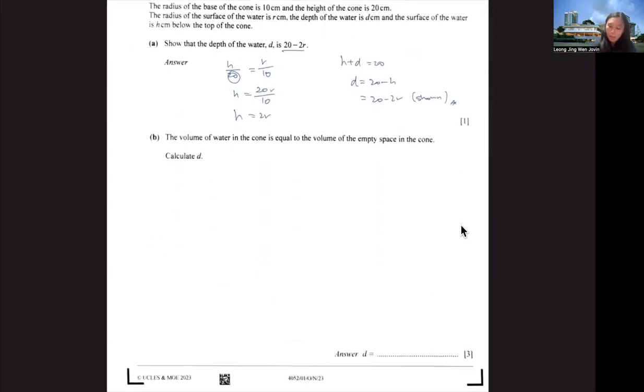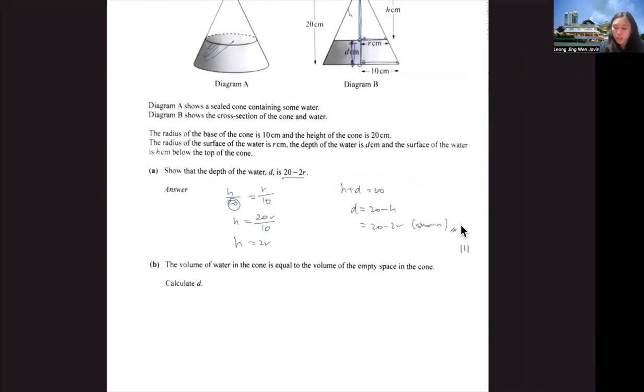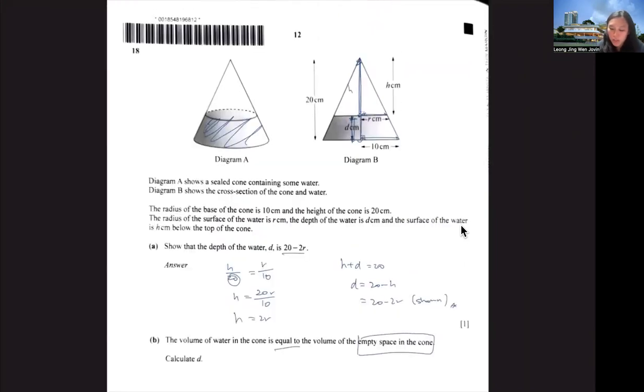Okay, let's look at part B. The volume of water in the cone, so the volume of water over here is equal to the volume of the empty space in the cone. Where is the empty space? Empty space would be the white colored parts over here, this part. Okay, so this is the empty space, right?